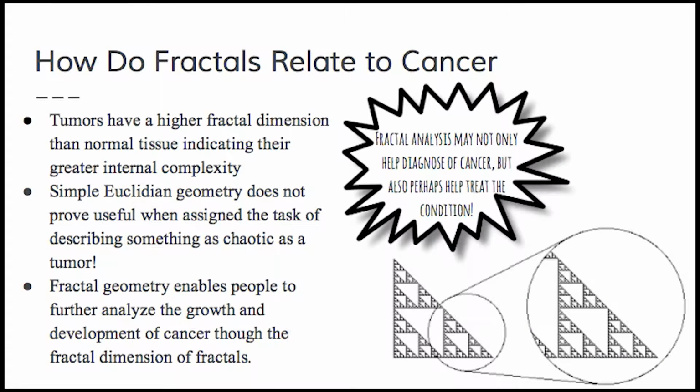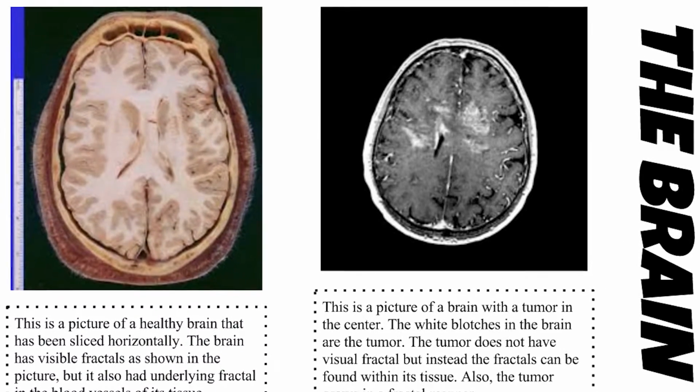Tumors have a higher fractal dimension than normal tissue, indicating their greater internal complexity. Simple Euclidean geometry does not prove useful when assigned the task of describing something as chaotic as a tumor. Fractal geometry enables people to further analyze the growth and development of cancer through the fractal dimension of fractals. First, we look into the brain to discover its fractals.